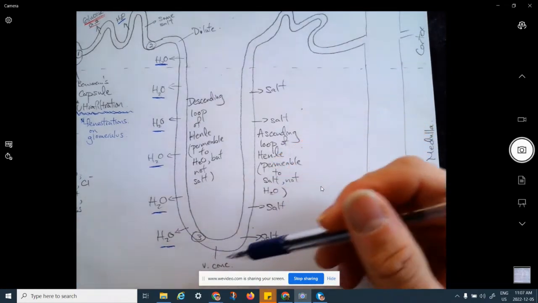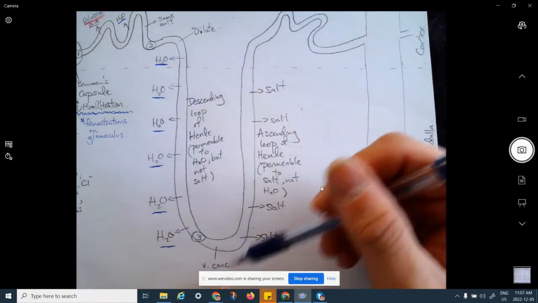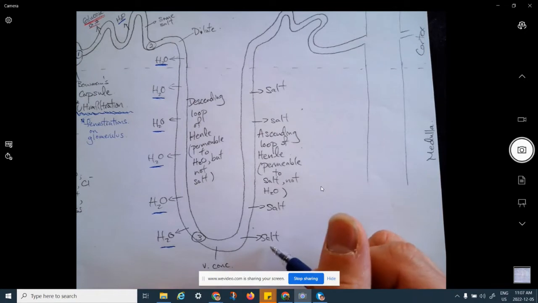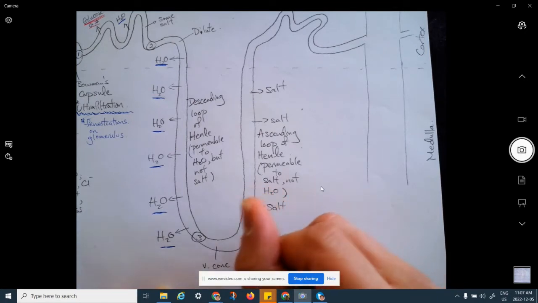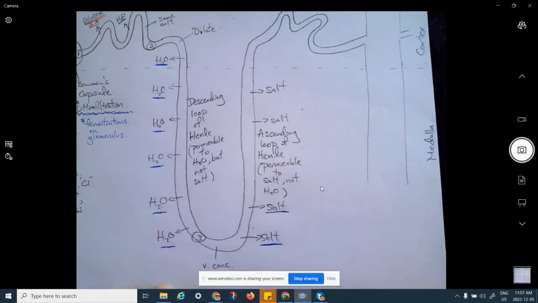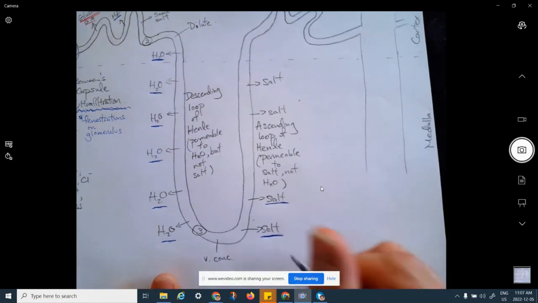So when you're down here on the bottom part of the loop of Henle, the filtrate is very salty, right? All the water has been going. So in this case, because it's so salty inside compared to the outside, the salt will be leaving by passive transport. Okay? On the bottom of the ascending loop of Henle, the salt will be leaving by passive transport because it's so concentrated inside here compared to outside.